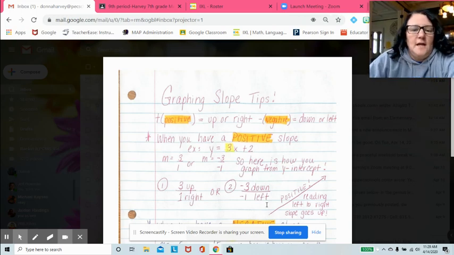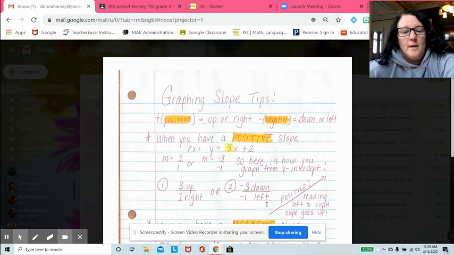Hi guys, today we are going to graph some slope, and what I did for you is I gave you a little piece of paper here that's graphing slope tips. This will help you decide when you rise and when you run and what direction you go to.